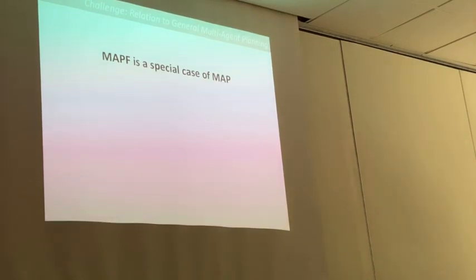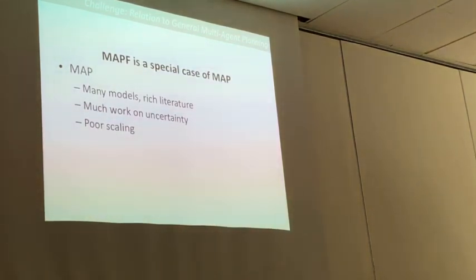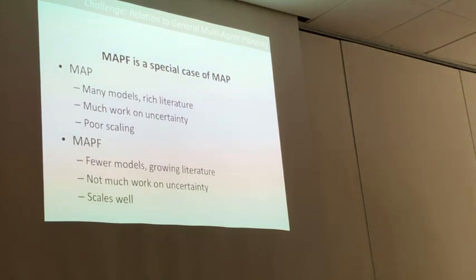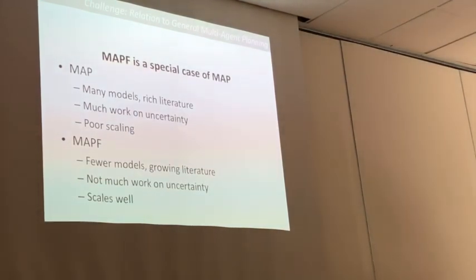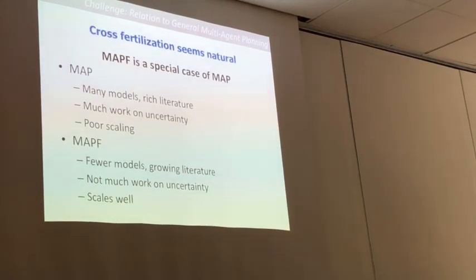And in general multi-agent planning, there are many models, a lot of literature, a lot of work on uncertainty, but if you look at work on multi-agent planning, mostly they don't scale to a large number of agents. On the other hand, multi-agent pathfinding is a relatively younger field. I think you will not find a lot if you go back 10, 12, 13 years. And most work uses relatively restricted models, but it scales very well, as you've seen, to hundreds of agents. So it will be interesting to somehow cross-fertilize between the fields.